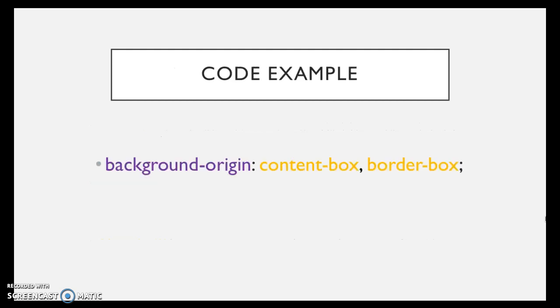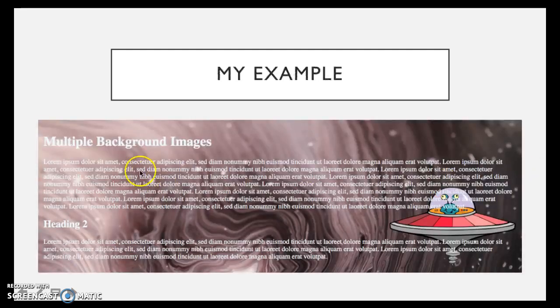Okay, and here is some example code. You can see I put in the content box here and border box, and I think I have an example, yes. So this is what that looks like. This background image goes all the way to the border box, and then this little clip art is just to the content. So the content starts here, and you can see it lines up with that.